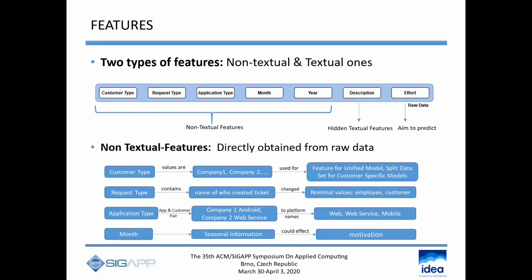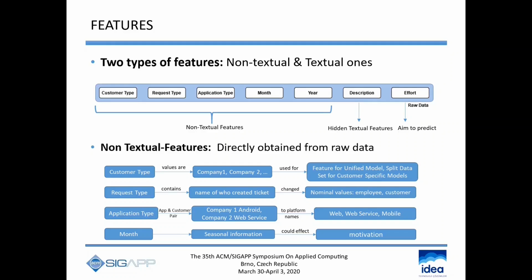We use this feature in our unified model, which is a general model that predicts effort for all customers. We also used this feature to split the data set into little sub data sets. These contain only data for an individual customer, and after that we use these sub data sets to build models for each individual customer. A ticket related to a customer request can be created by our support teams or by the customer itself, as we discussed before.